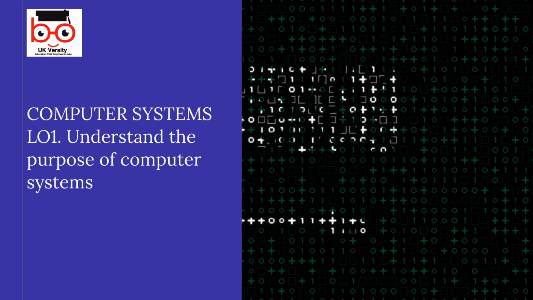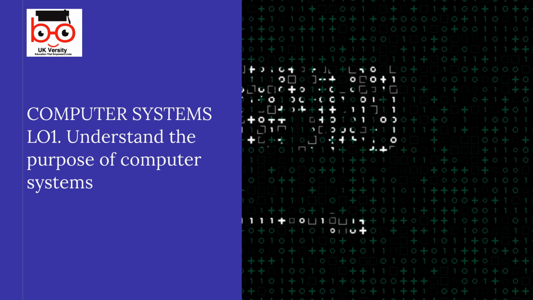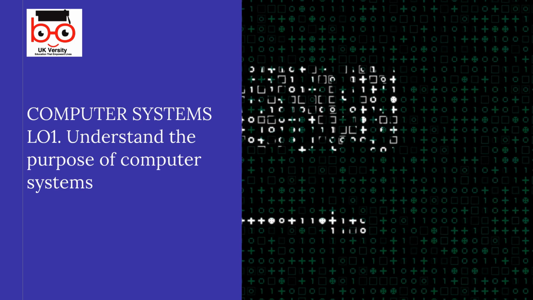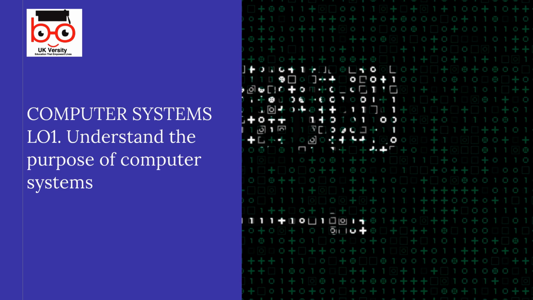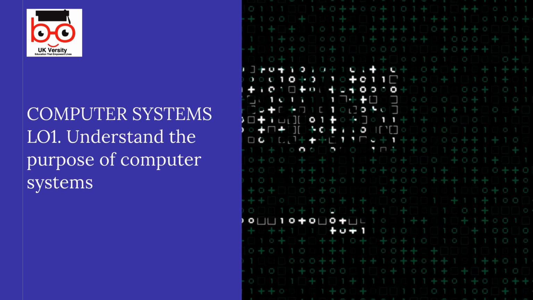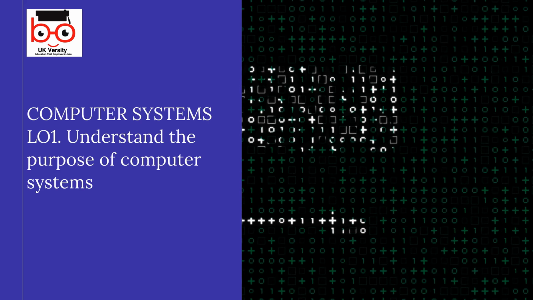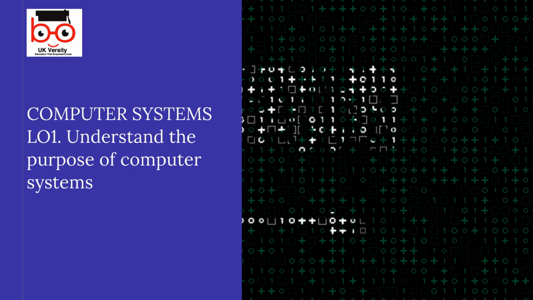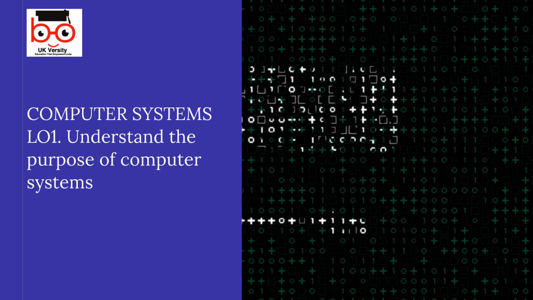Learning Outcome 1. Understand the purpose of computer systems. Today, we'll explore what makes up a computer system and why it matters. From personal computers to smartphones, computer systems play a vital role in our daily lives. You'll learn about their key components and the environments in which they operate.